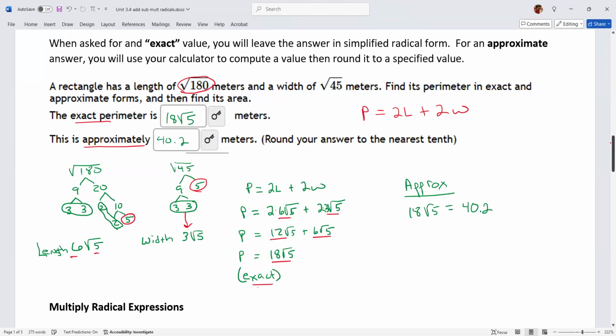Again, that is the exact answer that I would put in because the most precise contains the radical. If I approximate and I get my calculator out and do 18 times the square root of 5, it's going to round to the nearest tenth to be 40.2. So that would be the approximate answer, rounded to the nearest tenth.